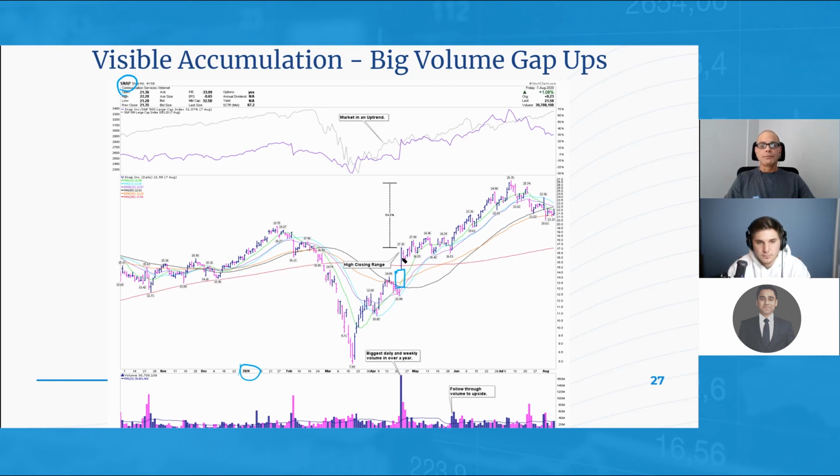it gaps up, and then we start seeing tighter action on these days where supply is absorbed, which is what we covered in the price and volume basics section earlier in the webinar. That's exactly what you want to see. So the stock tightens up and then eventually goes on a run. So this is as obvious as it gets. There's a catalyst for this particular price gap up. The price holds that gap up and puts in a high closing range, and we're looking for greater than 50%.